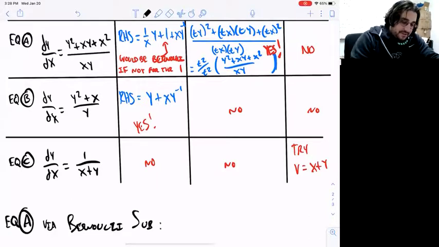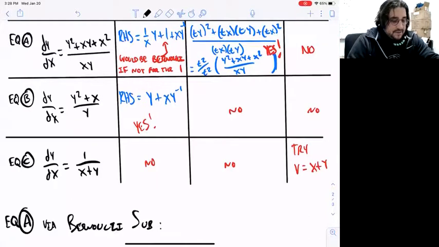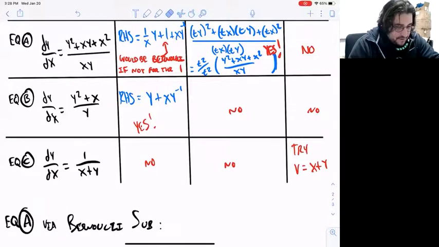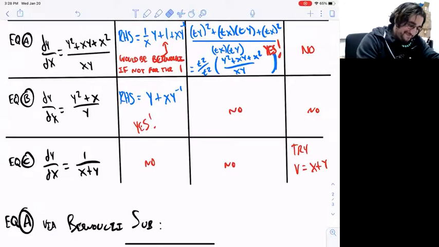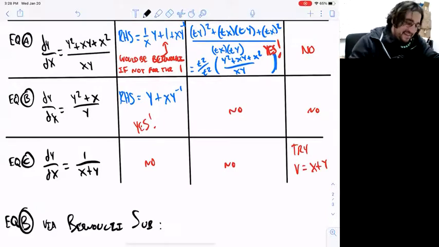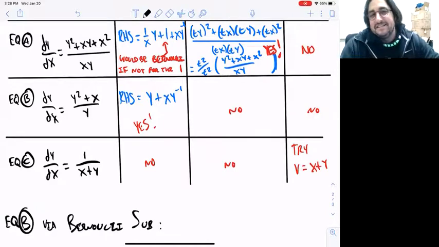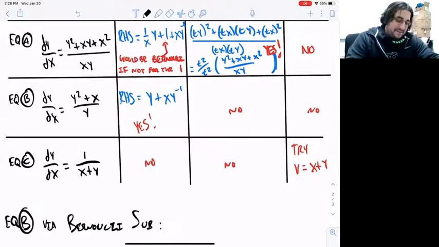and let's make the recommended substitution, right? So what is the recommended substitution? Well, in this case, we have equation B. There we go. Sorry, equation A is going to be by homogeneous. Equation B by Bernoulli sub, right?